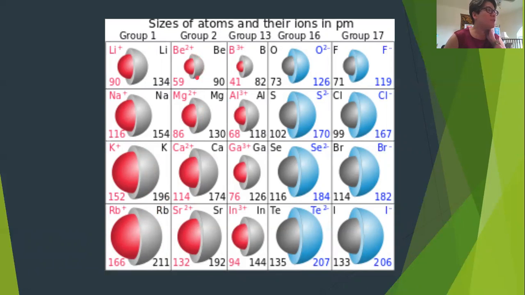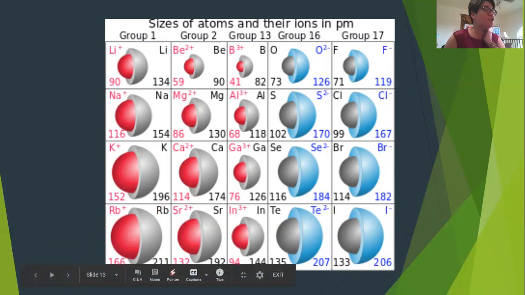Beryllium here, this is the original, zero charge. When it loses 2 electrons, it becomes Be2+, and it becomes smaller. So you can see all of these are getting smaller. They're losing shells, they're losing electrons, and they're becoming positively charged. Same thing with these in group 13. Boron is going to lose 3 electrons, so it's going to become a lot smaller. And you can go all the way down.